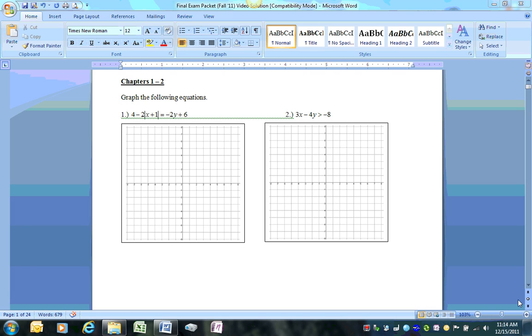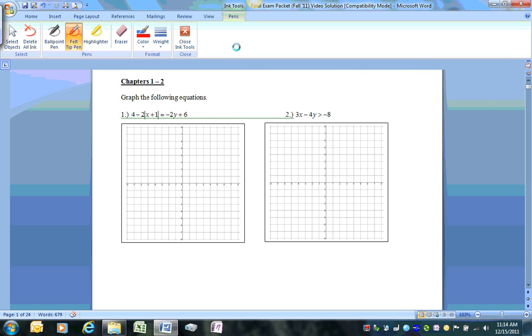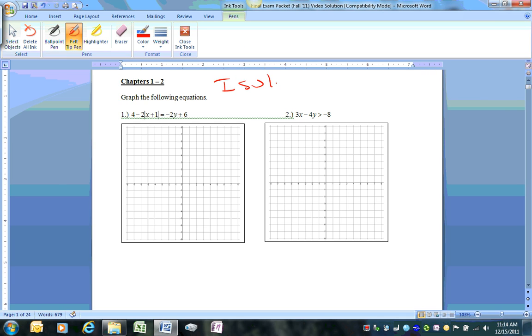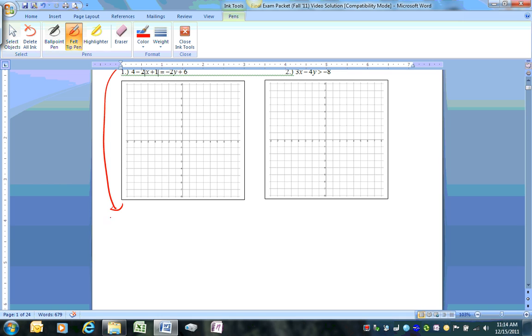Like any graph, you always want to isolate y. So again, isolate y. So if we do that for number 1, negative 2y is going to equal negative 2 absolute value of x plus 1 minus 2. Then you want to divide everything by negative 2. So you have negative 2 absolute value of x plus 1 minus 2 all over negative 2.